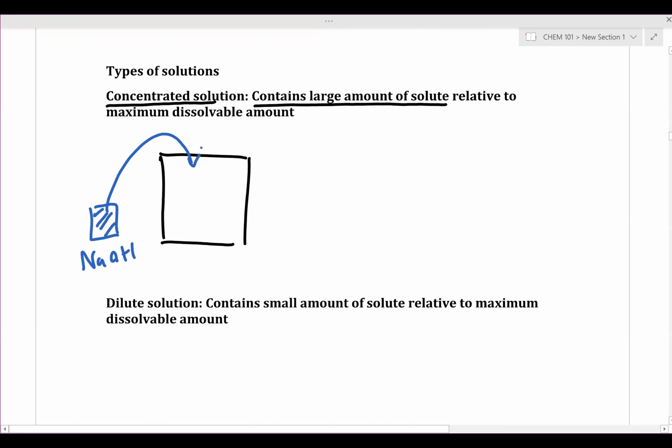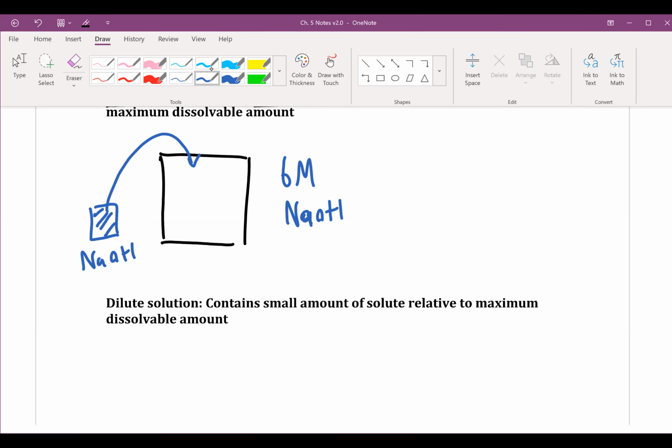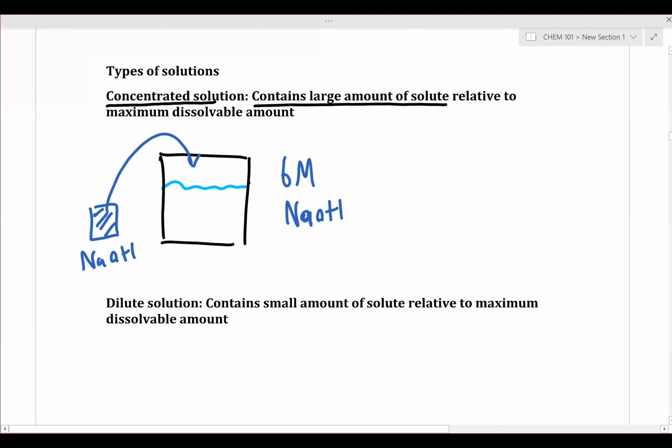The vinegar is relatively dilute. It was the 6 molar NaOH, for example, that we used to make our 500 milliliters of titrant. So this is a really concentrated solution because we have a relatively large amount of solute relative to the maximum. So 6 molar may not seem super concentrated, but your maximum concentration is approximately 20 to 30 molar. So this is relatively concentrated. We have a lot of solute in a relatively small amount of solvent.